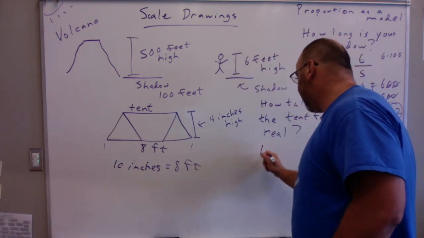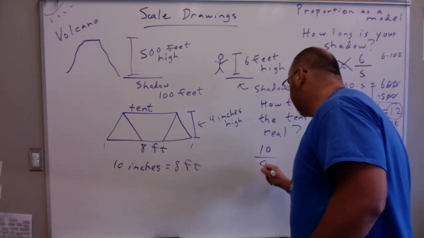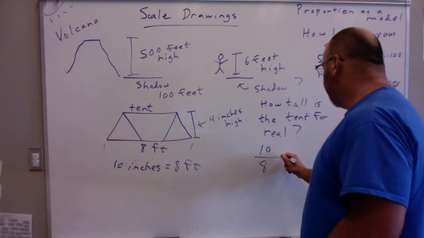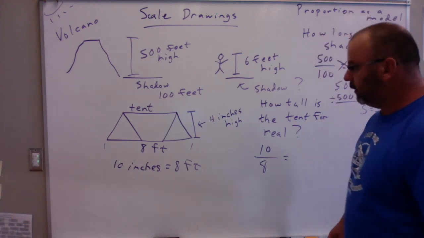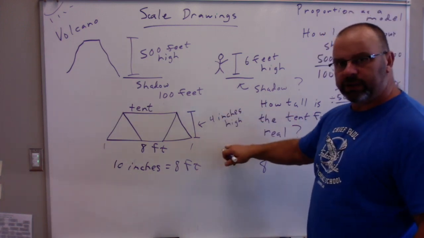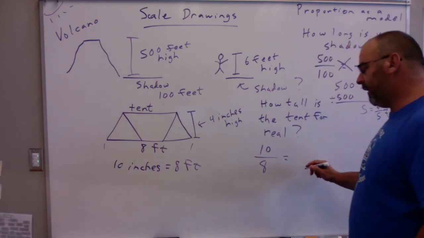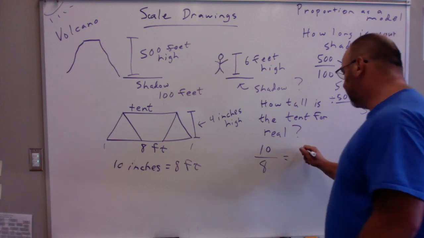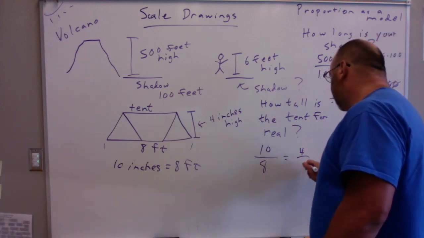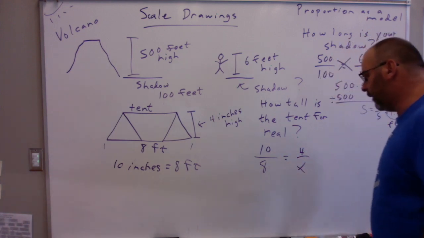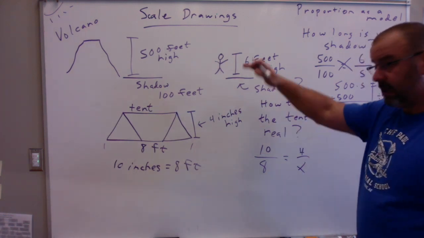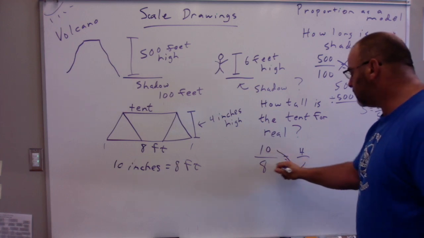So I'm going to write this as 10 over 8. We have to remember this is in inches and this is in feet. Okay? And that's equal to, we know in the drawing it's 4 inches, right? So I'm going to put that 4 where? On the top or on the bottom? I'm going to put it up on the top because the inches are up on top, all over X. I'm going to call that X. So I want to know in real life how many feet long or high it is. Okay? So I'm going to cross multiply.